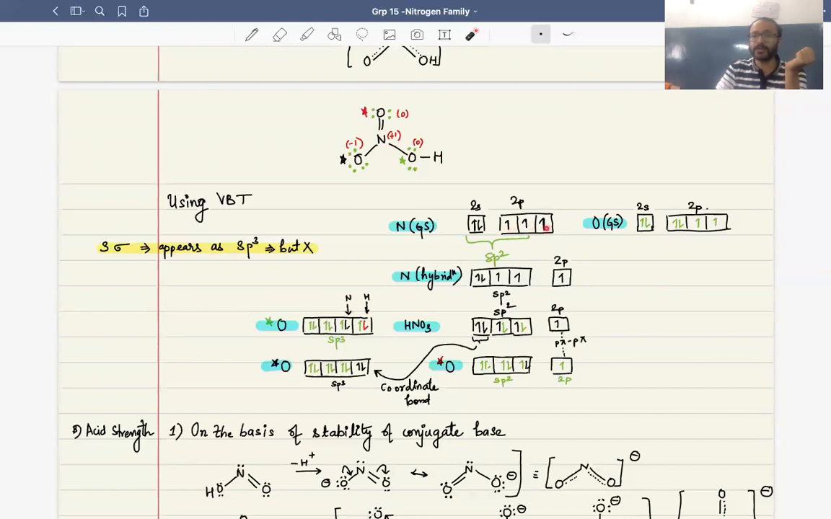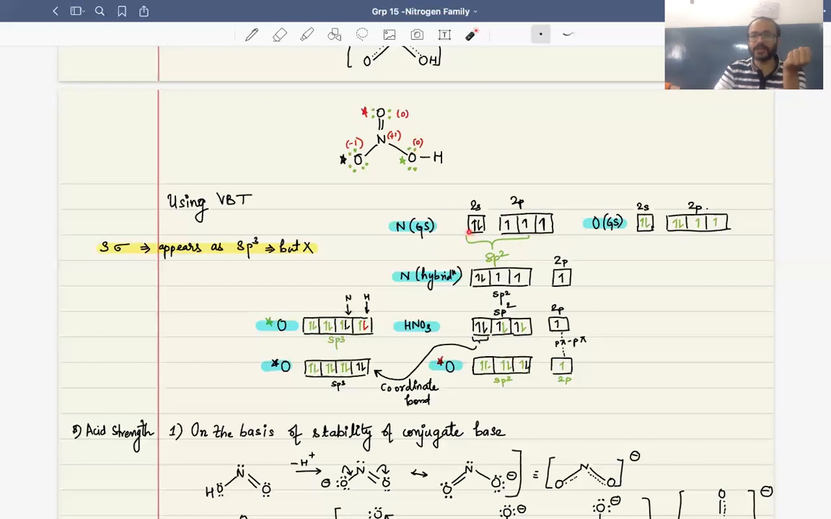So if we have to include 3 unpaired electrons, the hybridization should become sp3, which is not the case. We know that from VSEPR theory, the shape is trigonal planar. So obviously the hybridization should turn out to be sp2. So that means one of the sigma bonds is not actually a sigma bond, but a different kind of bond. So that means we have to now take into account only 2 sigma bonds.